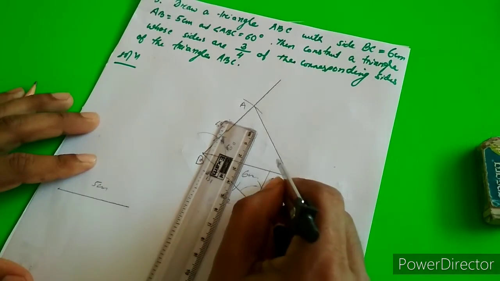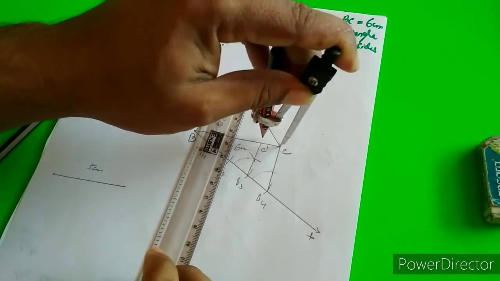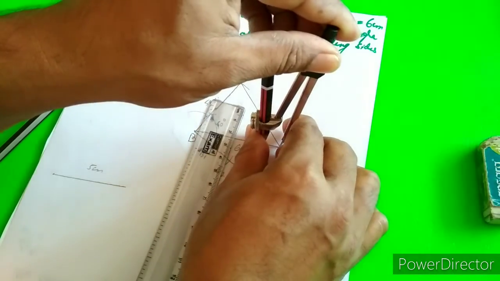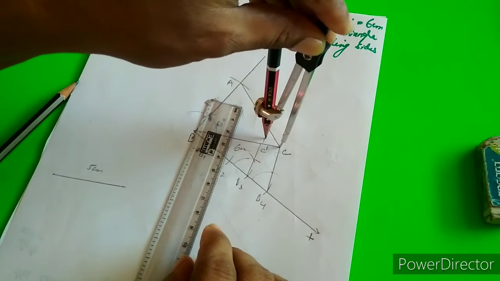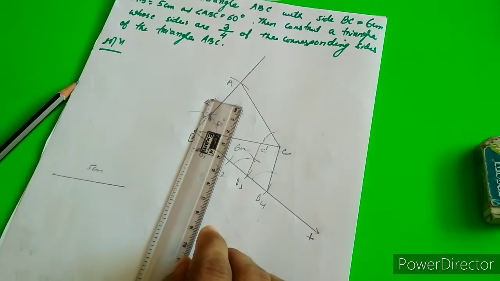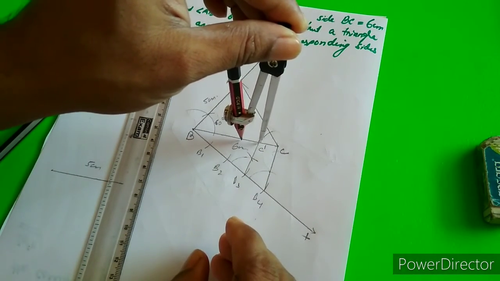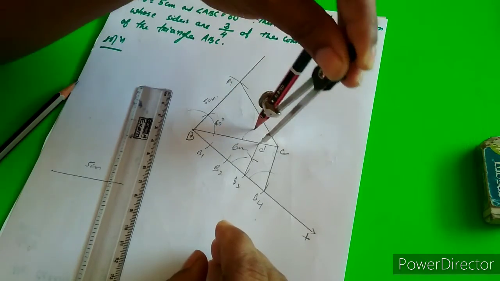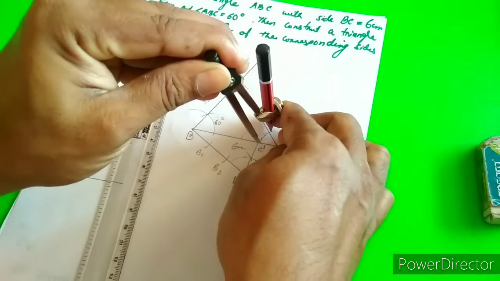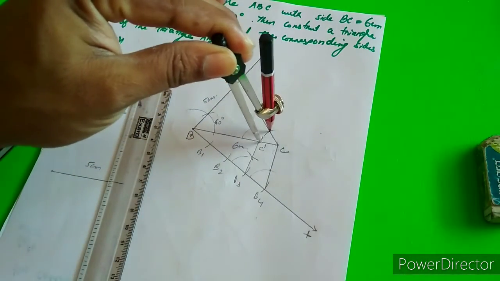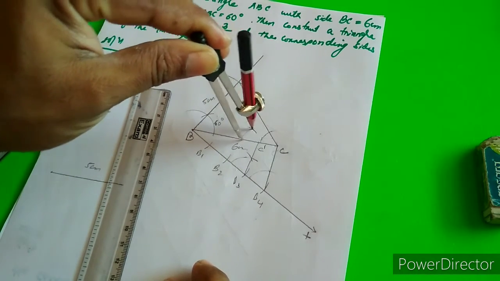That's it. C dash. Fine. We will draw one arc in C. Okay, this is an arc. We will draw an arc at C dash as well. Next, we measure the angle and again draw an arc with the same measurement.